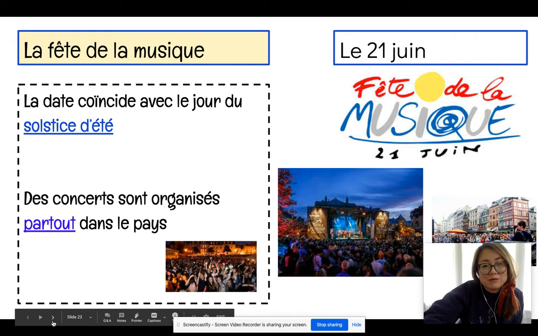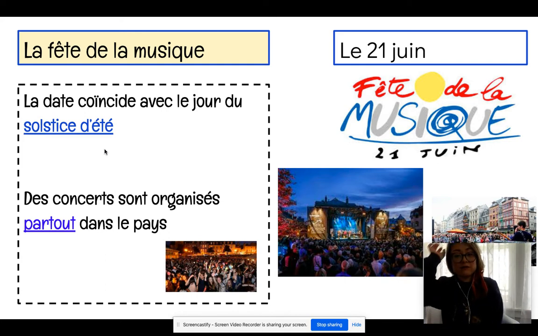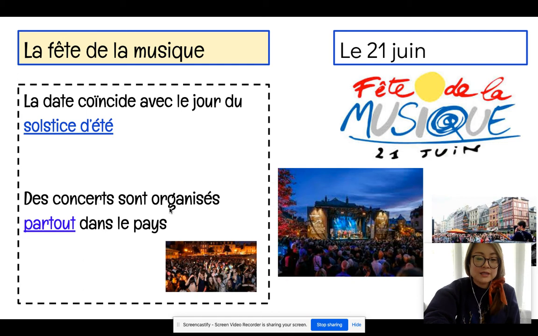La fête de la musique, c'est le 21 juin. Il y a une fête de la musique en France et ça c'est intéressant, n'est-ce pas? La date coïncide avec le jour de solstice d'été. So you might have noticed that the 21st of June is the first day of summer, le solstice d'été. Il y a des concerts organisés partout, ça veut dire all over, throughout, dans le pays.